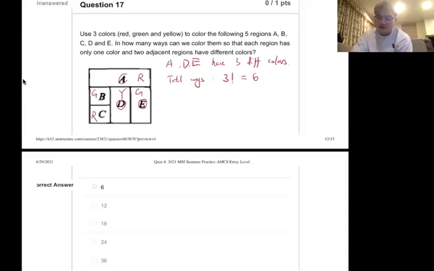Why is it 3 factorial? Because let's first determine the color of A, and we have 3 options, red, green, or yellow. So it's 3. And then we determine the color of D, and we can only choose one from the other 2 colors. So that's 2. And E is the left color, so that's 1. So that gives us the answer 6, and the solution is then A.